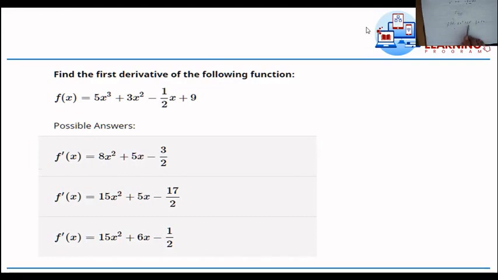5x cubed plus 3x squared minus 1 half x plus 9, no? So we have 5 multiplied by 3 x 3 minus 1 plus 3. Our exponent is 2 x 2 minus 1 minus 1 all over 2. Our exponent is 1 x 1 minus 1 plus 9 is constant. 0 na po siya. Okay? So 5 by 3, 15x squared. 3 by 2, 6x minus 1 all over 2. This is our answer. So pag titignan mo, that is letter C. Okay?